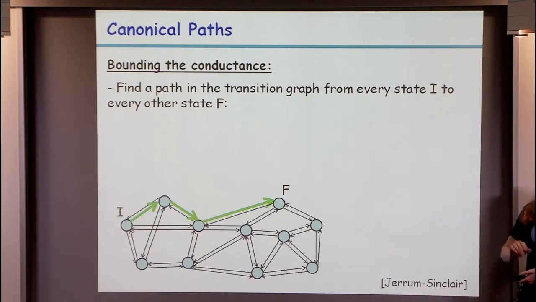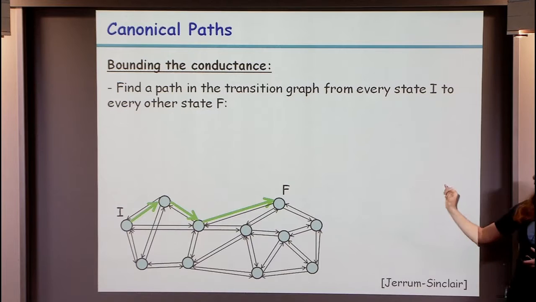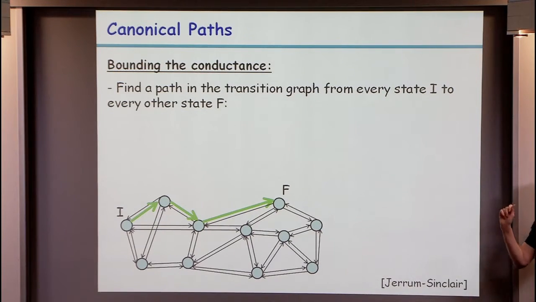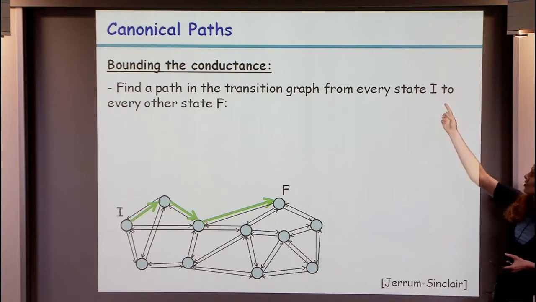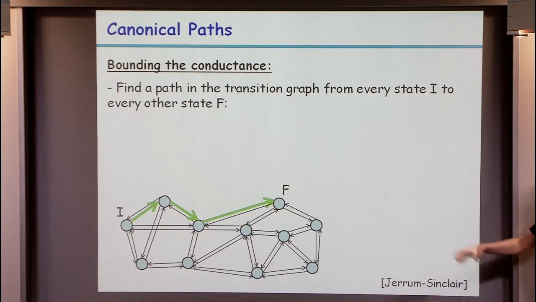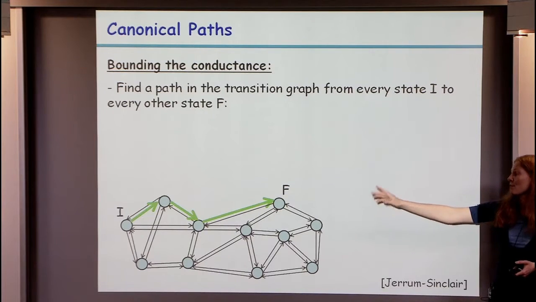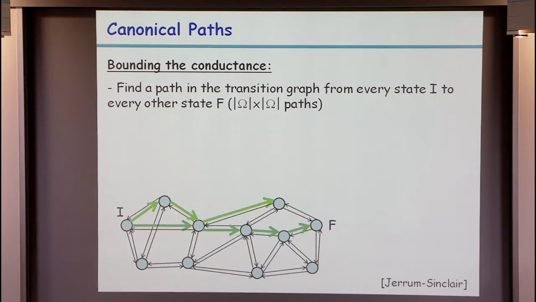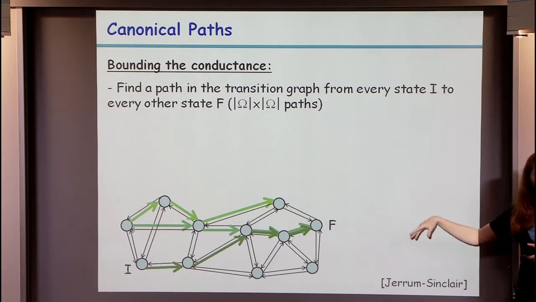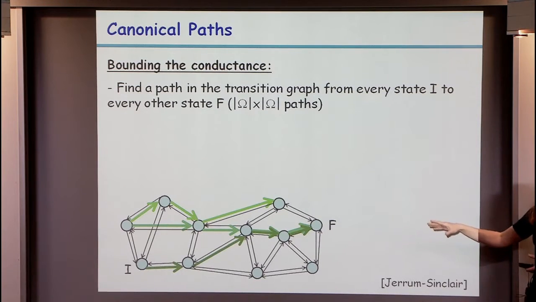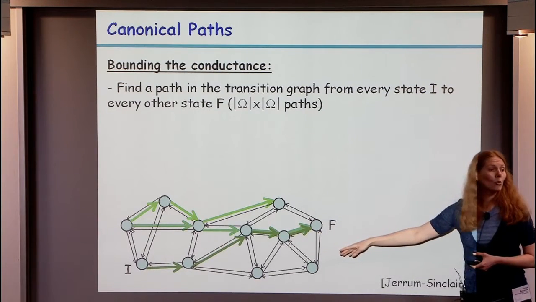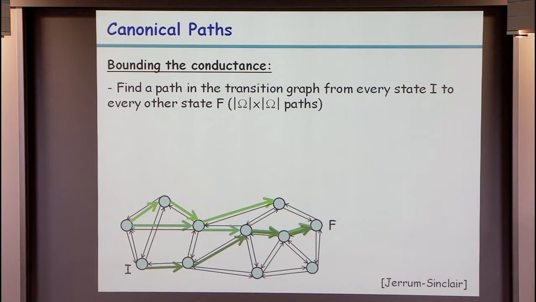So Jerrum and Sinclair came up with this idea of setting up a path in the transition graph between every pair of states. So for every pair of states, I'm going to call them I for initial and F for final. So if I take my I and F over there, I'm setting up, let's say, this path. Then I have another one, another one. I sort of gave up here, but in reality, there are a lot of paths here. There are as many as the number of states squared. Okay? So now, what does this really do?